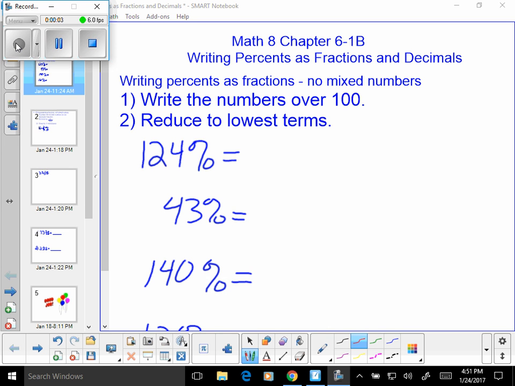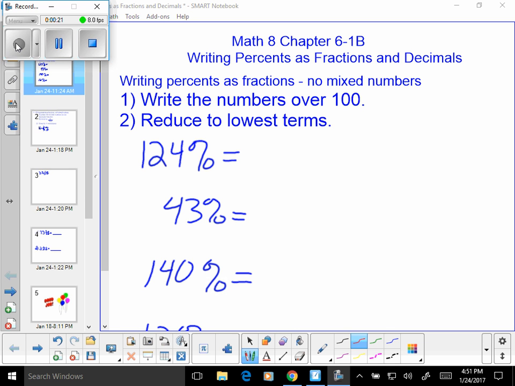All right, 8th graders. In lesson 6-1A, we took fractions and decimals and wrote them as percents. So today we're going to go the opposite way. We're going to take the percents and write them as fractions and decimals. I think you're going to find that this isn't too bad.